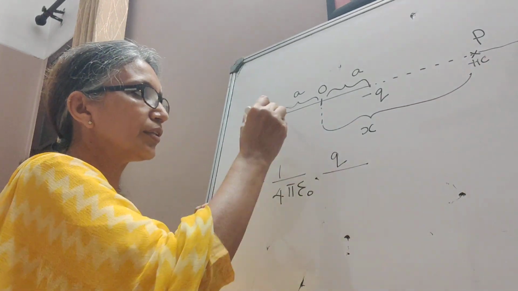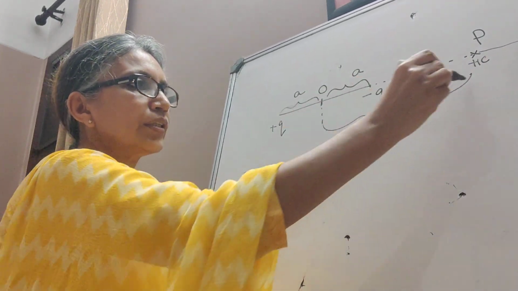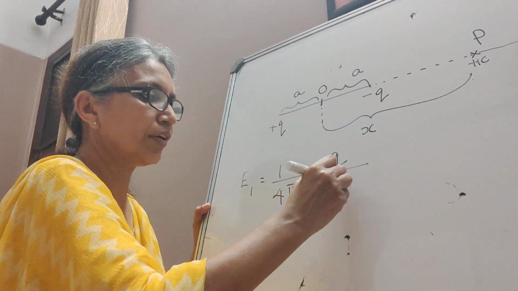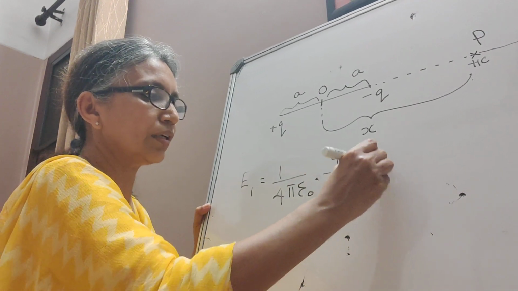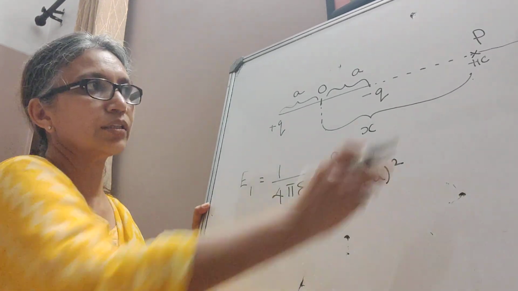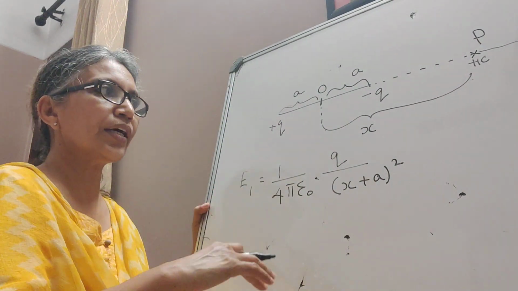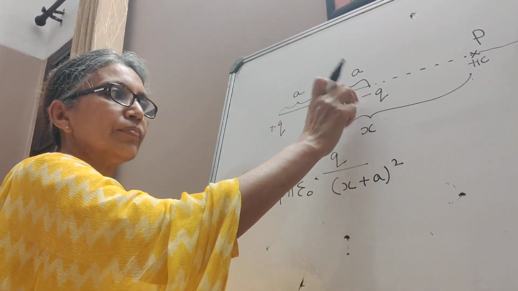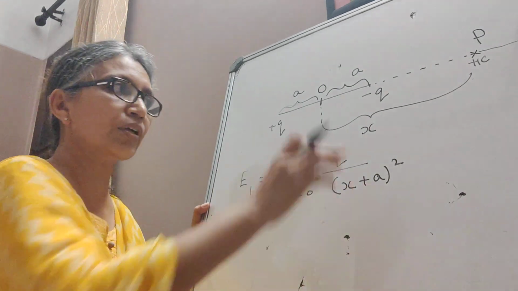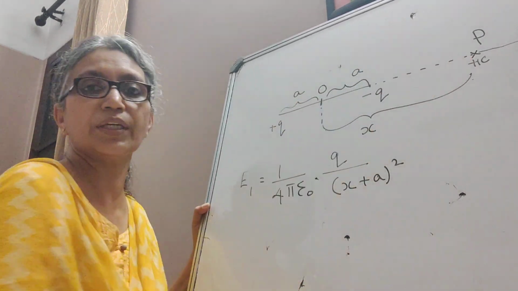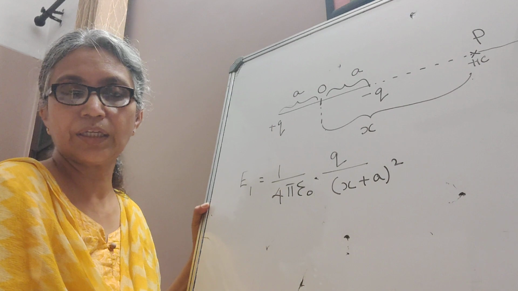That is, this much is A. From here till here it is x. So we have an x plus A the whole square directed away from the plus q. Now we can consider minus q as the source charge. So because of minus q also there is going to be an electric field at point P.